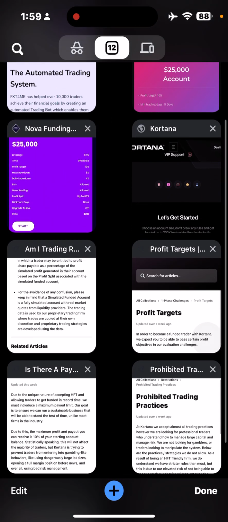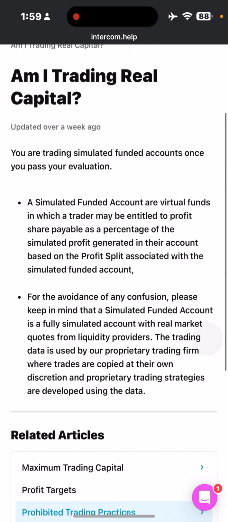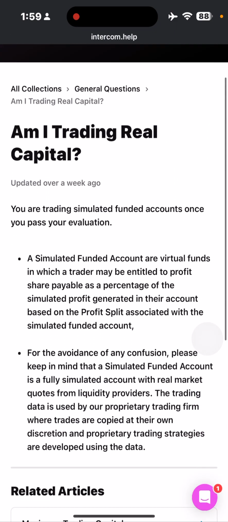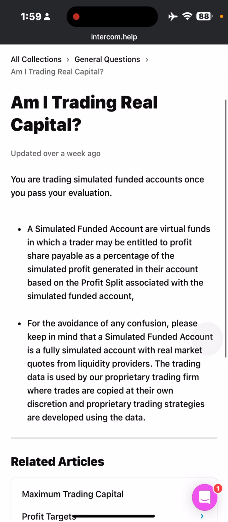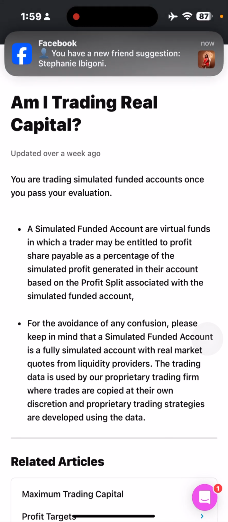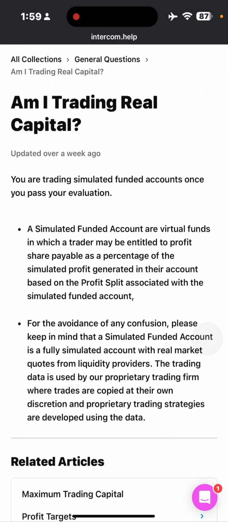Now, let's look at some basic aspects about those prop firms. Am I trading a real capital? Just as I explained before, you are trading with a simulated funded account, and once you pass your evaluation, you will receive a live funded account. Now they will be copying your trade to their own account to make money. Out of the money they make, they're going to pay you the amount you make.